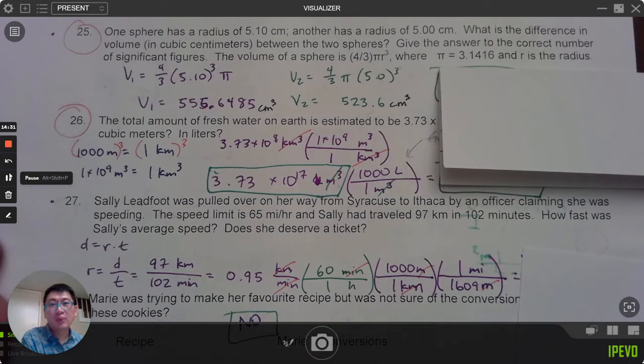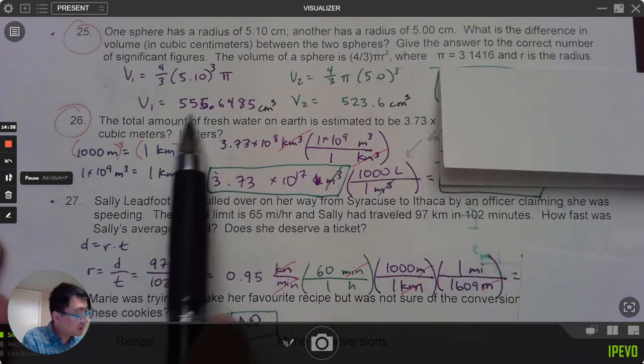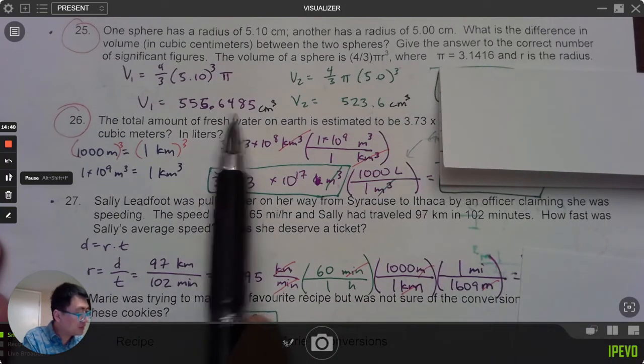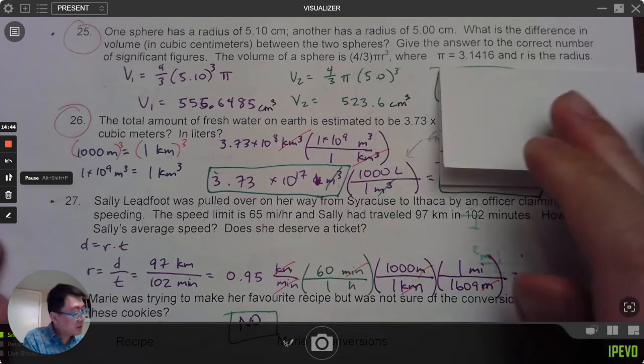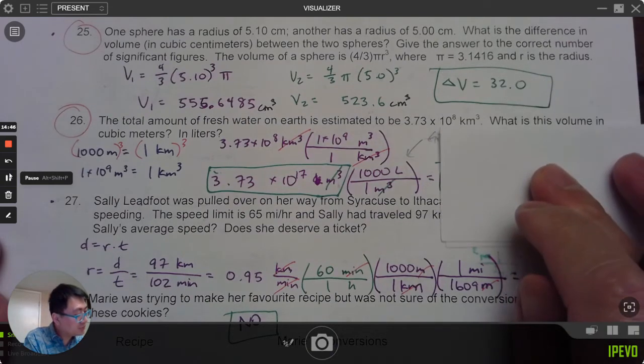So the question is, what's the difference in volume? Subtract. What is 555.64 minus 523.6? I got on my calculator about 32.